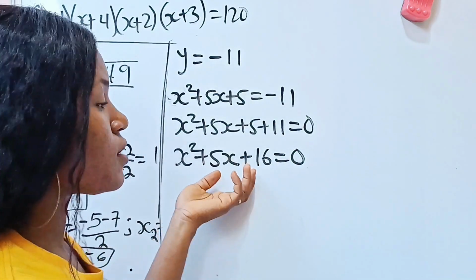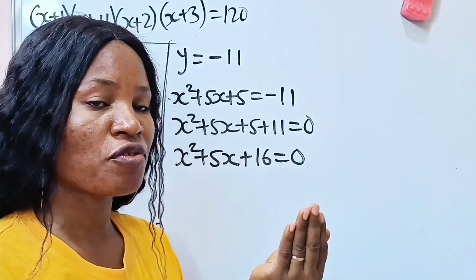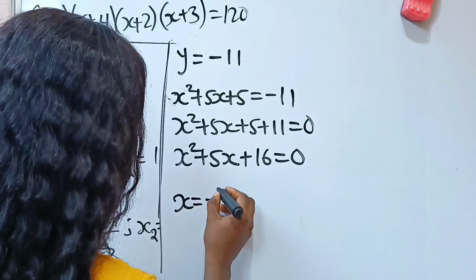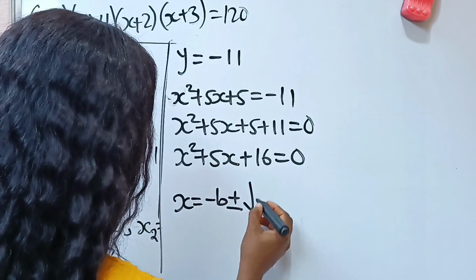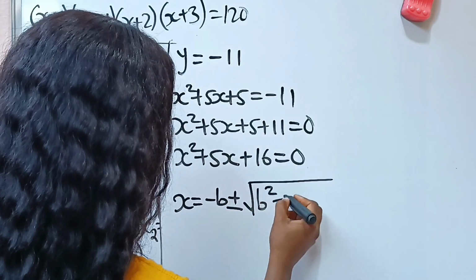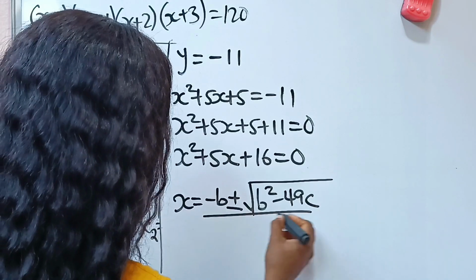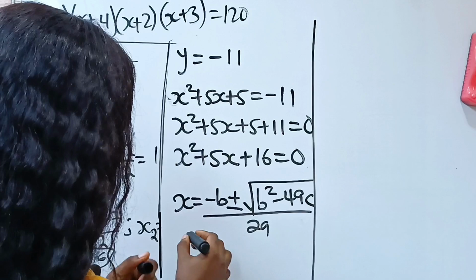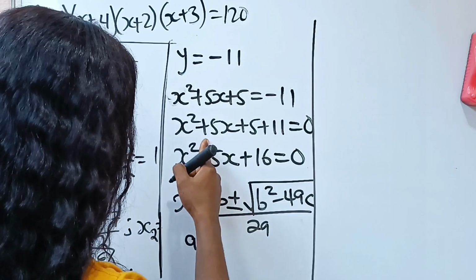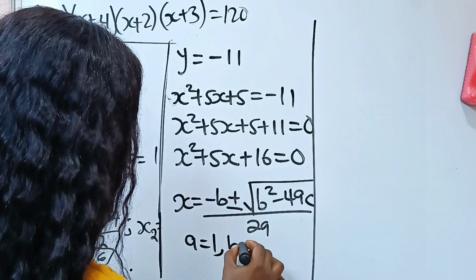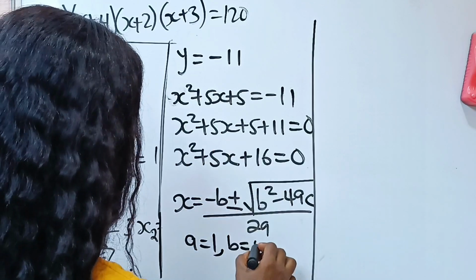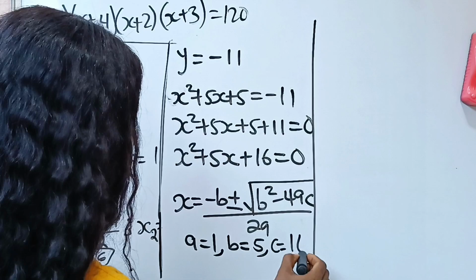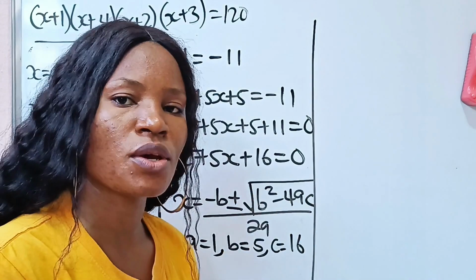Now we are going to solve this using the quadratic equation formula. So when we do that, we have that x is equal to minus b plus or minus the square root of b squared minus 4ac divided by 2a. Now let's continue from here. Our a in this case is the coefficient of x squared, which is 1. Our b is the coefficient of x, which is 5. And our c is our constant, which is 16. So let's substitute this into this equation.